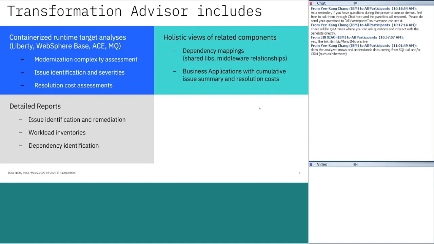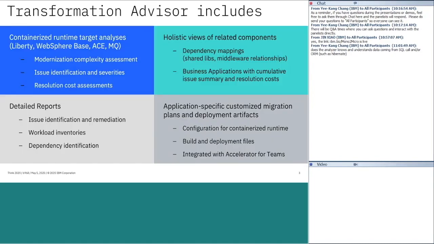So all that then feeds into having a holistic view of what are related components that will be relevant to your modernization journey. We do shared libraries and middleware relationships that I just mentioned. And we have the idea of business applications that can group these different components of your applications together to have a rolled up view of all the issues and resolution costs that would be required to adopt the targets that you pick. And then last but not least, we give you some migration plans and deployment artifacts.